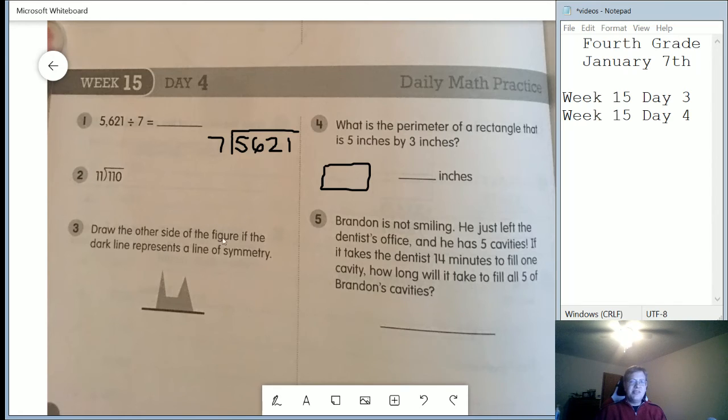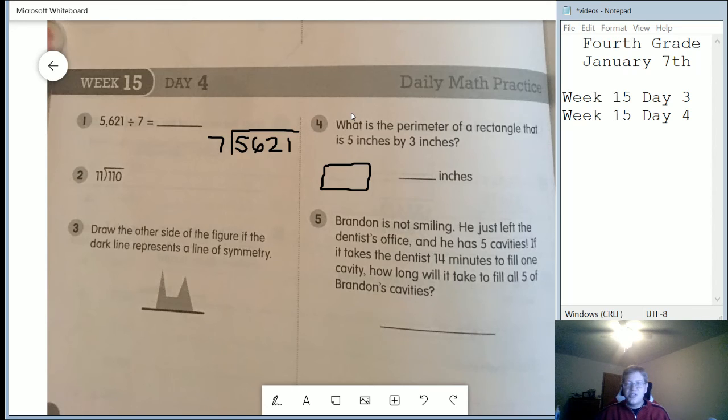Number 3, this is a really weird way of, did they just want you to draw what the rest of the picture would be? Assume that this is a line of symmetry. What is the rest of the picture going to look like if you make a mirror opposite of this? I'm not going to try to draw that on the screen.